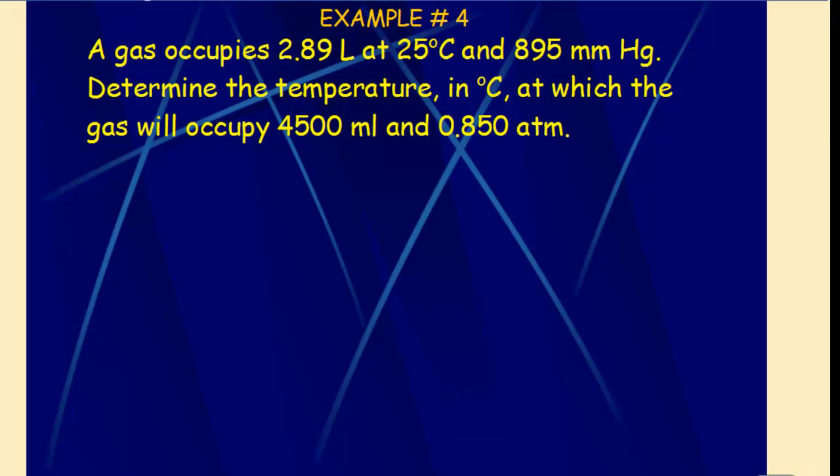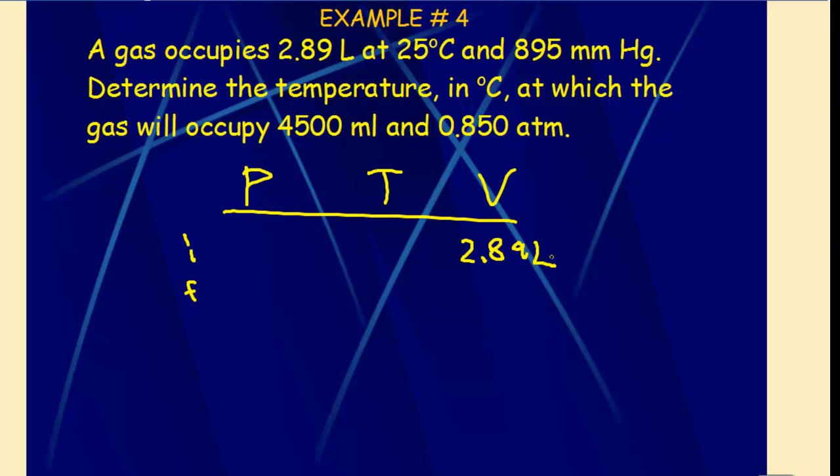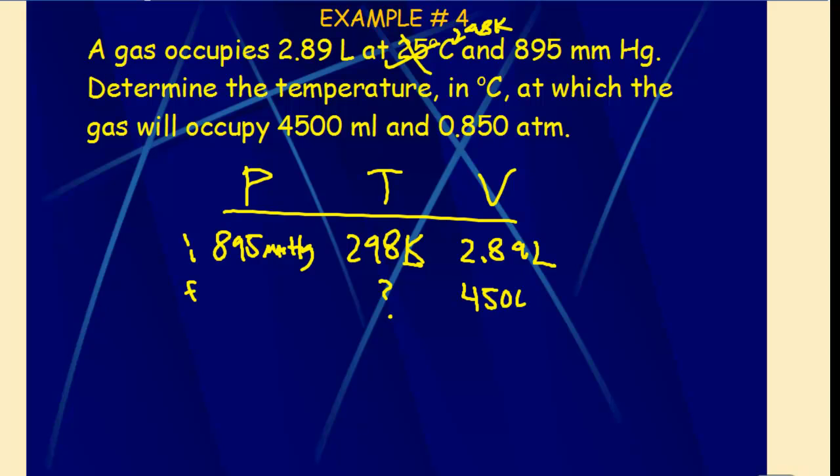Next one. P, T, and V, initial and final. All right, so my initial, it says 2.89 for the liters. Aha, another Kelvin, so 298 K. Standard room temperature, 25. And we have 895 millimeters of mercury. Determine the temperature in degrees C, but remember you have to do Kelvin, change it at the end, that will occupy 4,500 milliliters and 0.850 atmospheres.